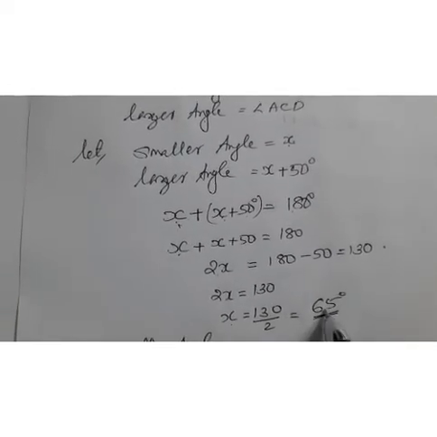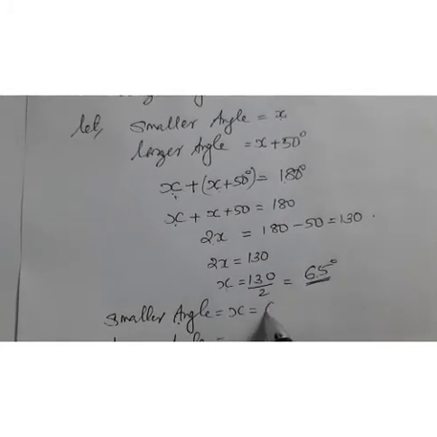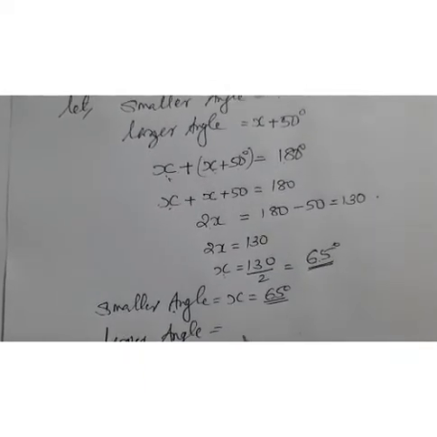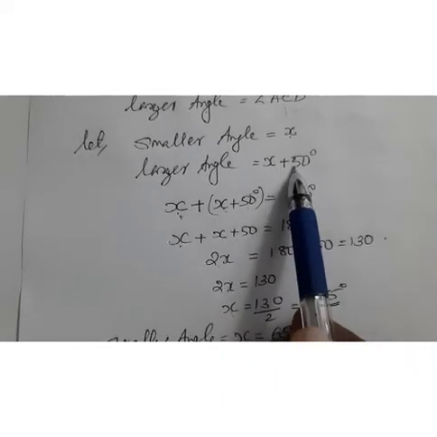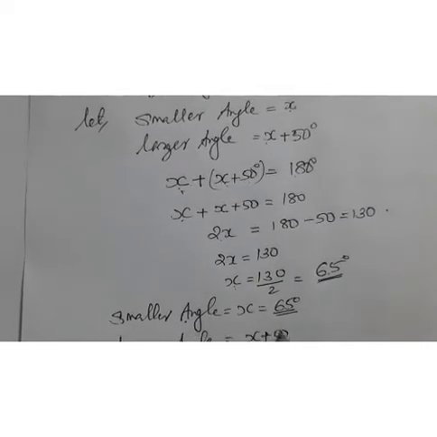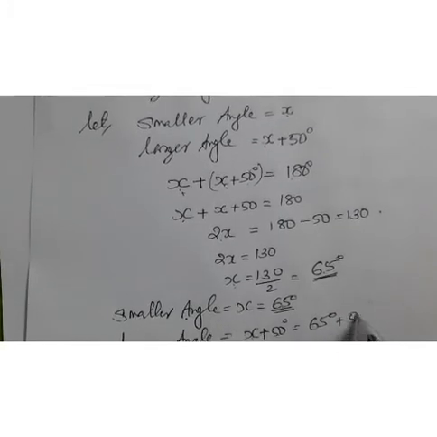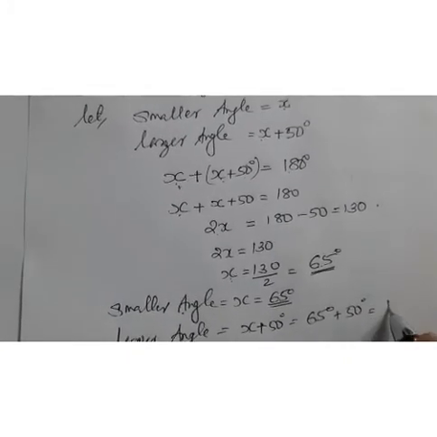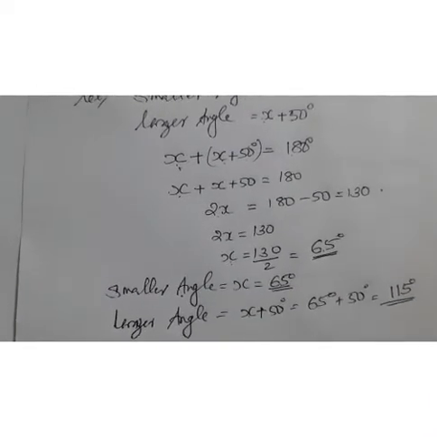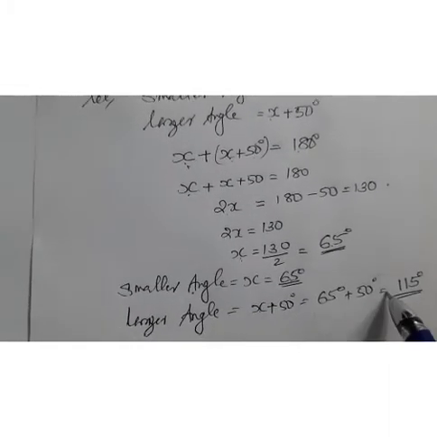So we got the value of x as 65. What is x? That is the smaller angle. So the value of x is 65 degrees. Then what about the larger angle? The larger angle is 50 degrees more than the smaller angle. The smaller angle is how much? 65 degrees plus 50. How much? It is 115. 115 degrees is the larger angle.